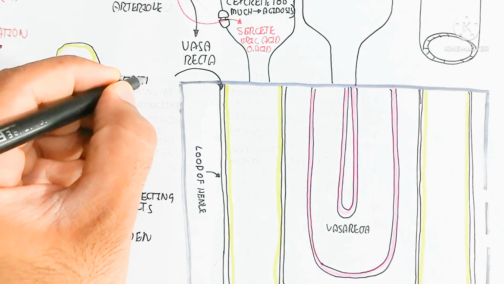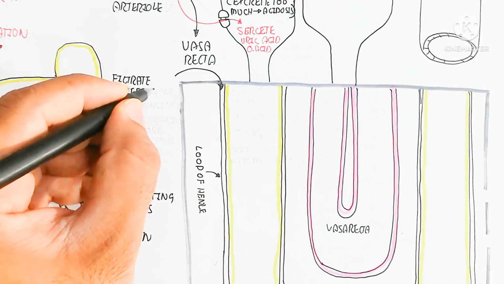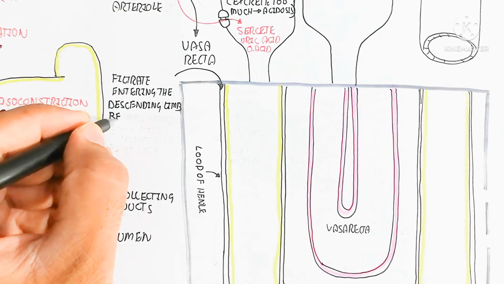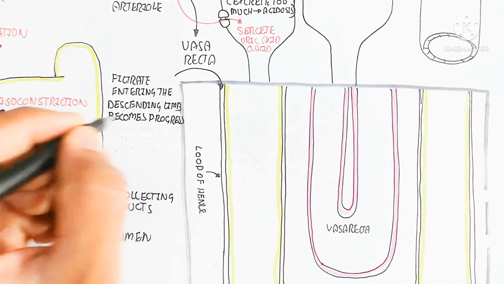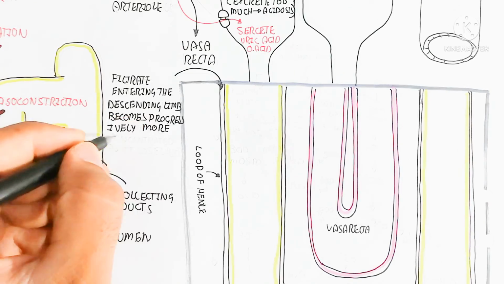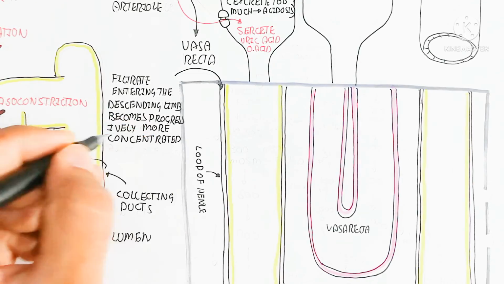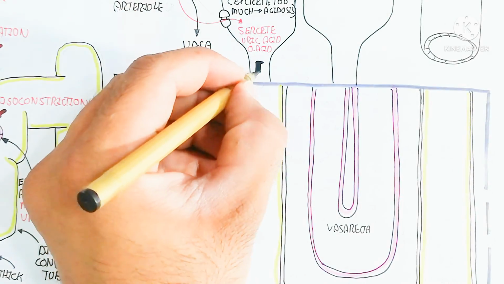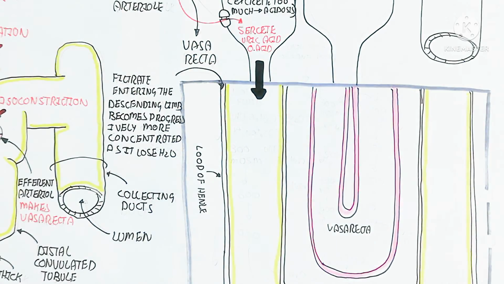Let's begin to understand with milliosmoles per liter. This is isotonic. The filtrate entering the descending limb becomes progressively more concentrated as it loses water.